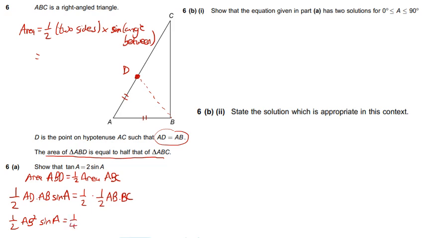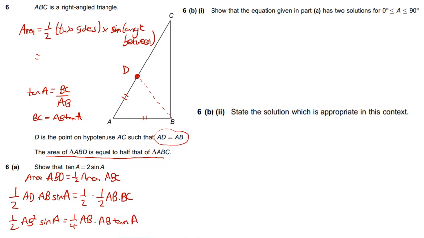And then BC, well, if we just use trigonometry, we know that tan A is equal to opposite over adjacent. So that's BC over AB, so BC is equal to AB tan A. And that's how we bring in the tangent. So we've got AB multiplied by BC, but we know that is AB tan A.